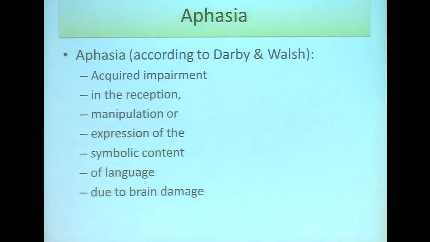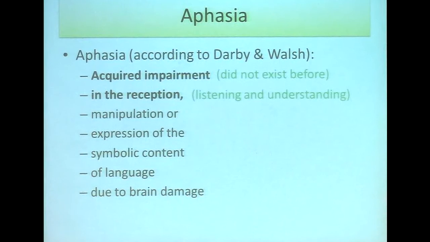Aphasia is difficulty speaking. And if you look in the Derby and Walsh books, they have a specific definition for it, which is acquired impairment in the reception, manipulation, or expression of the symbolic content of language due to brain damage. Now, I just want to break that down. So it's acquired impairment. In other words, it didn't exist before. So a person doesn't have aphasia if they're born with speech difficulties. Okay?